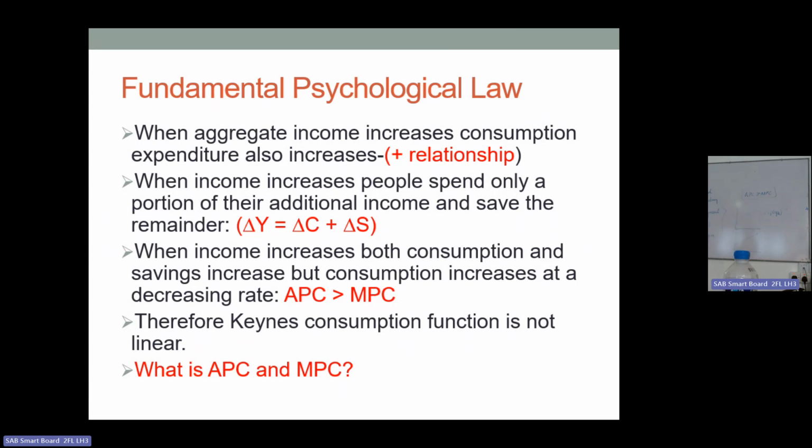So it basically identifies three things: the relationship between consumption and income, and how people behave when income increases. What happens to consumption and savings when income increases? So Y, the positive relationship, and income gets divided between consumption and savings. And the APC is higher than the MPC. That is explained under the fundamental psychological law.